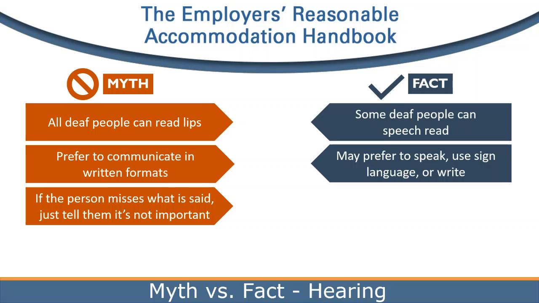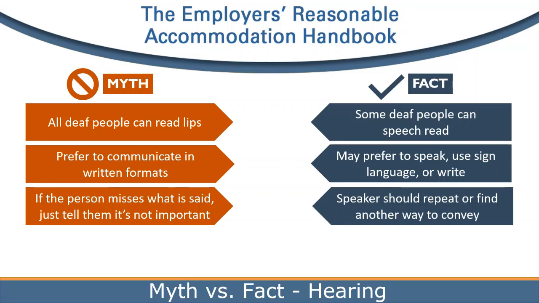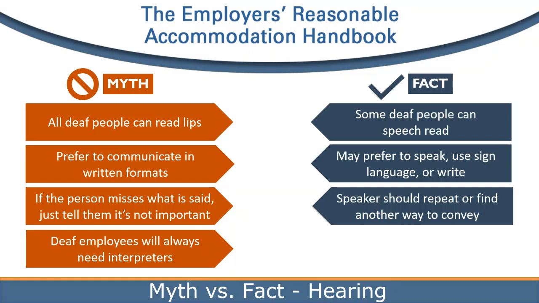The speaker should not decide for the person what is important. All people, including people who are deaf or hard of hearing, want to decide for themselves. When a person misses something said in a conversation, it can be frustrating. Telling the person it isn't important makes it even more frustrating. What the speaker should do is either repeat what was said or find another way to convey the information. Julie, how about the idea that deaf employees will always need interpreters?